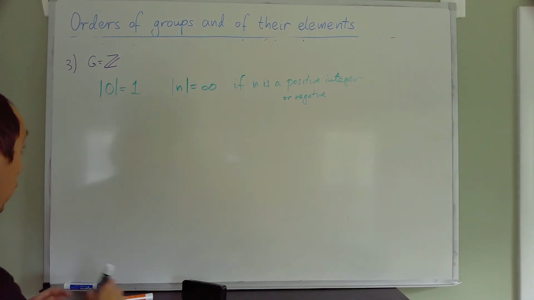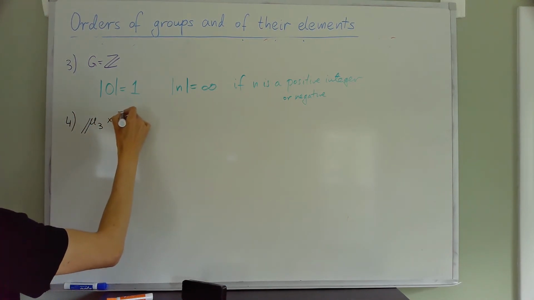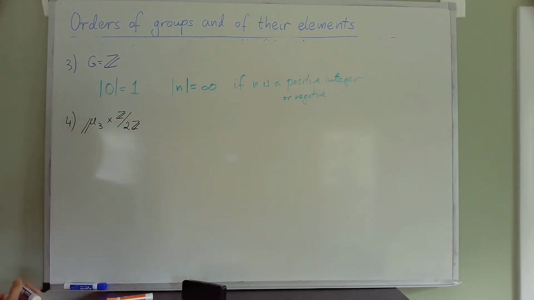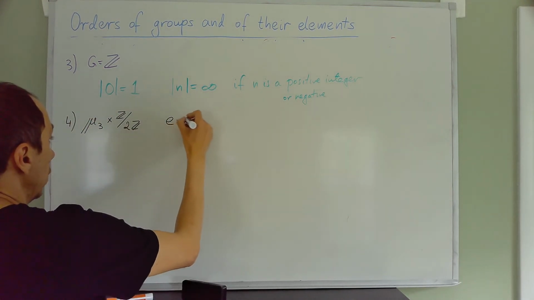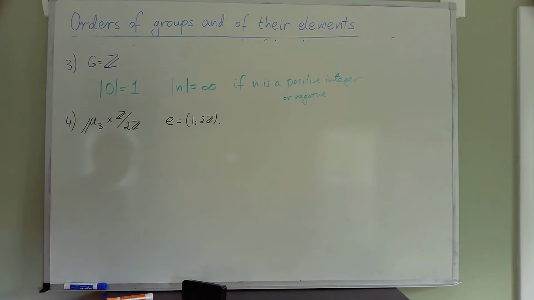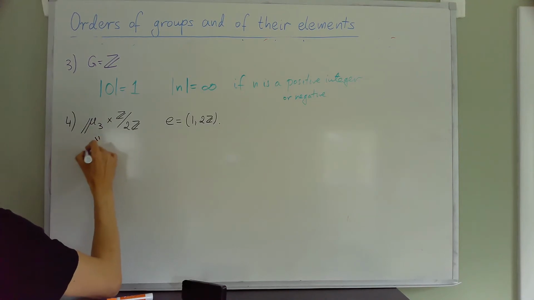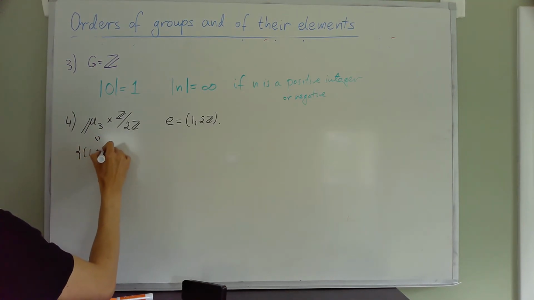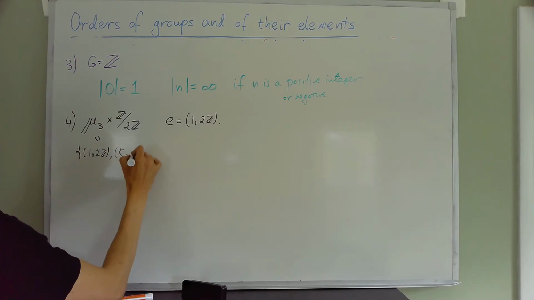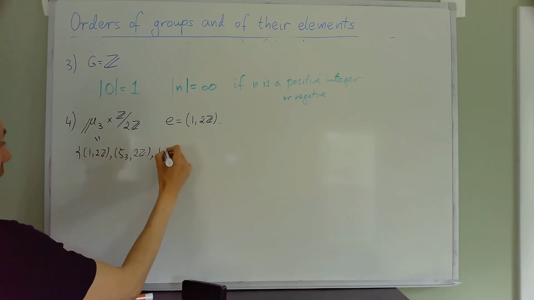Another example. 4. All right, okay. The operation here is multiplication, here it's addition. The identity is (1, 2Z). Let's go through various elements here. So what does this group consist of? So it's (1, 2Z), (zeta 3, 2Z). Well, zeta 3 is cosine 2 pi over 3 plus i sine 2 pi over 3.